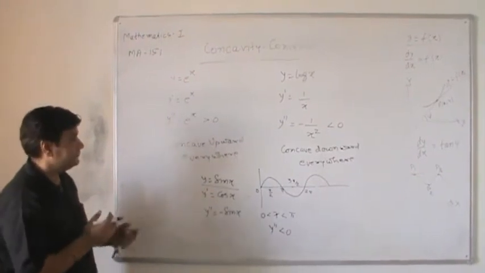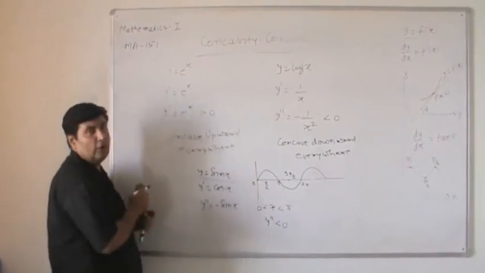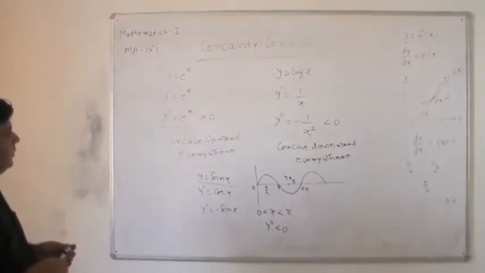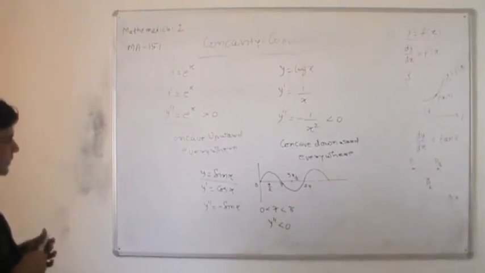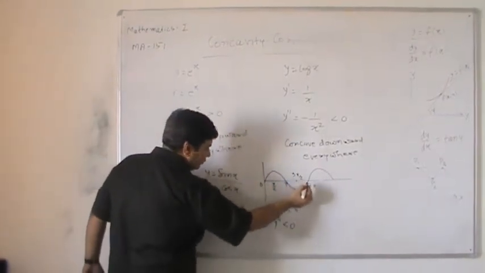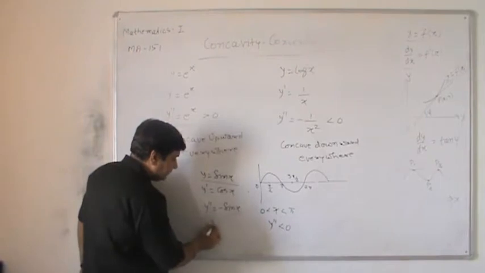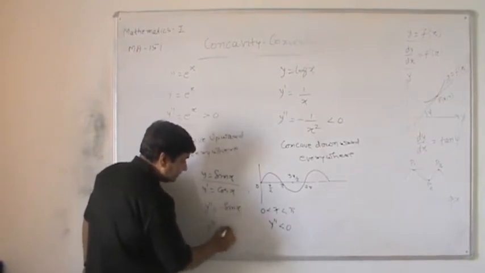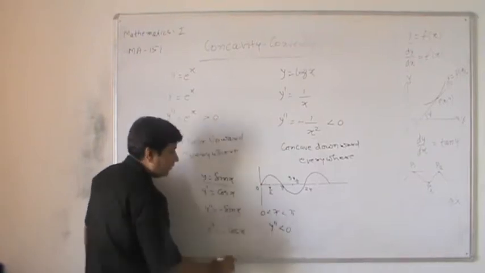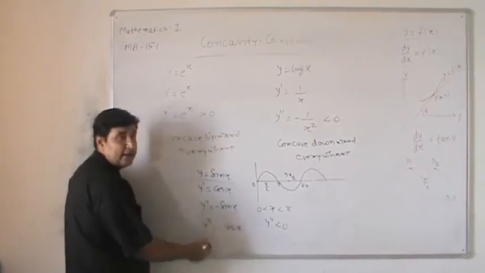Similarly, we can discuss concavity and convexity of y equal to cos x or other types of curves which involve sin x and cos x. So these were the elementary functions for which I have discussed the concavity and convexity. Further, you can note down that at x equal to 0, x equal to pi, x equal to 2 pi, the second derivative will be 0. And if you calculate the third derivative, it will be minus cos x. And at x equal to 0, cos 0 will be 1, so the third derivative will be non-zero.